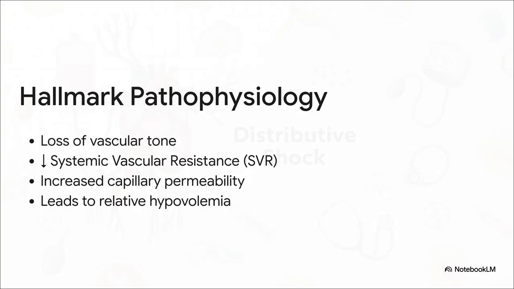So let's connect that to the actual pathophysiology. When the vessels lose their tone, their squeeze, what we call systemic vascular resistance, or SVR, just tanks. It plummets. And to make things even worse, the tiny capillaries start to get leaky, allowing fluid to ooze out into the tissues. This makes that relative hypovolemia even more of a problem.